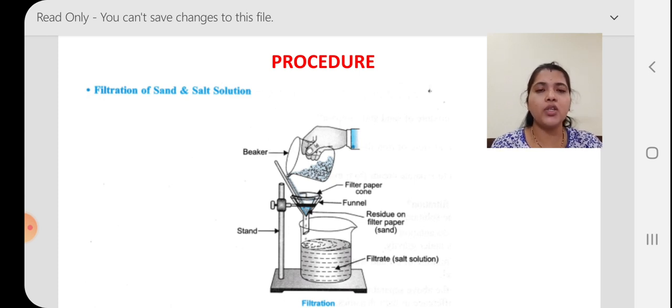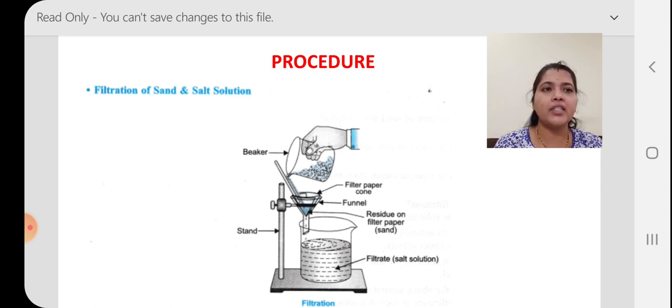Now pour the solution into the funnel. You have seen that in the figure. In this way the funnel is there, the beaker is there and the solution is prepared. The wheat solution is prepared with a little bit of tincture iodine and we are pouring it into the filter. In this way we have poured.